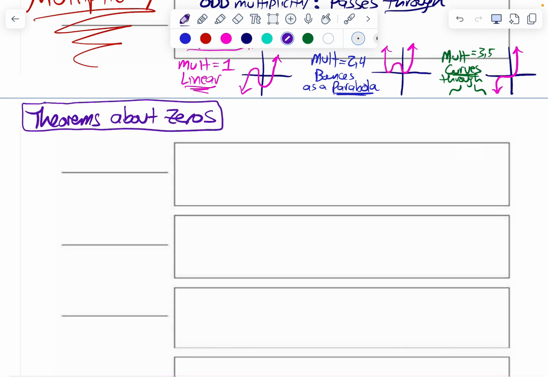Okay, zeros of polynomials we're talking about here. First one sounds like a pretty important name. It's the fundamental theorem of algebra.